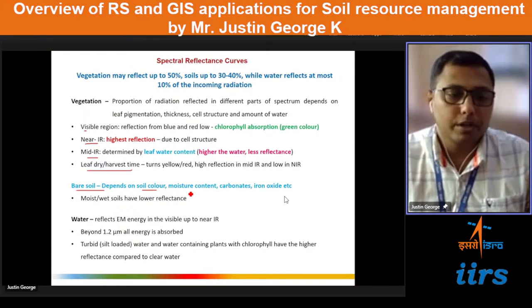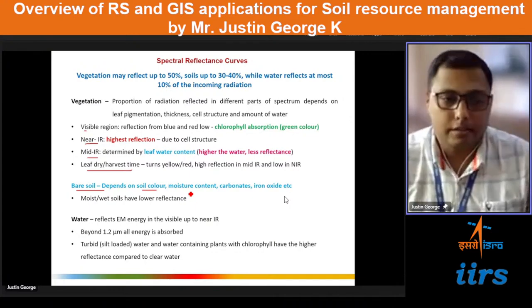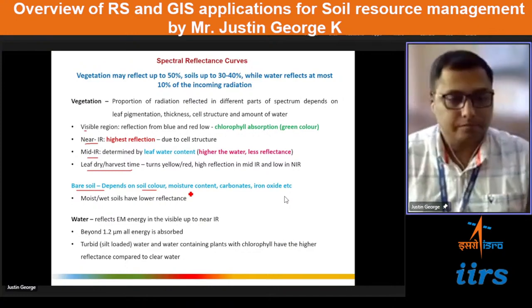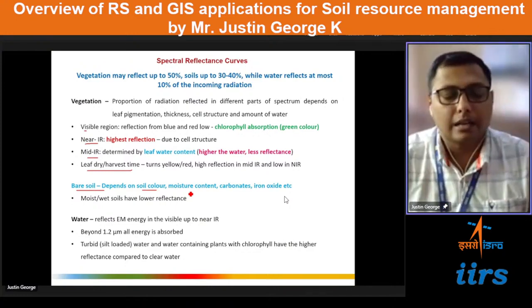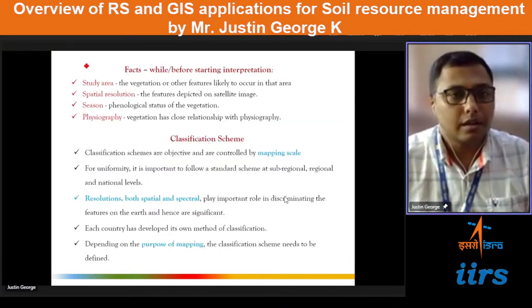Beyond 1.2 micrometer, the entire amount of energy is absorbed. Whereas if the water is turbid, then it may contain a good amount of sediments as well as chlorophyll. They may have slightly higher reflectance compared to the clear water. So there are certain facts which the interpreter, the person who is going to interpret the particular area, needs to keep in mind before starting the interpretation.